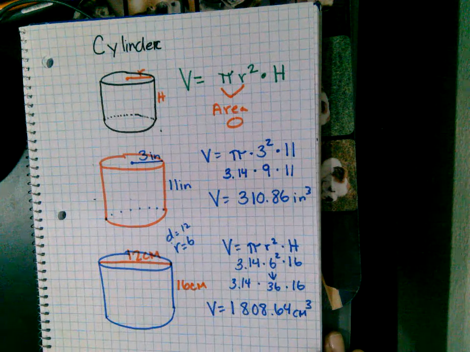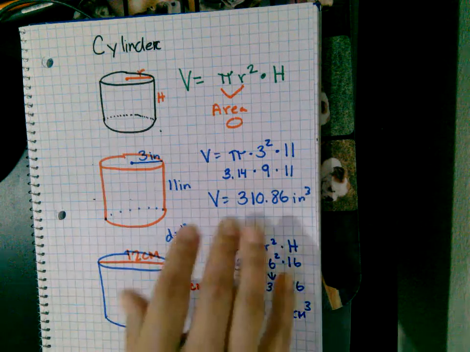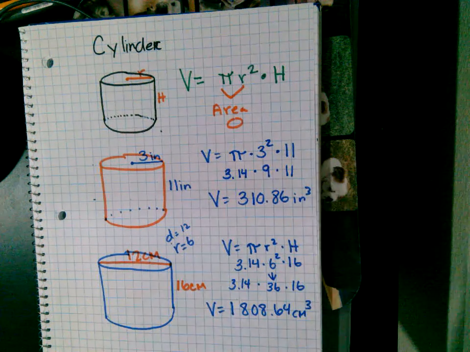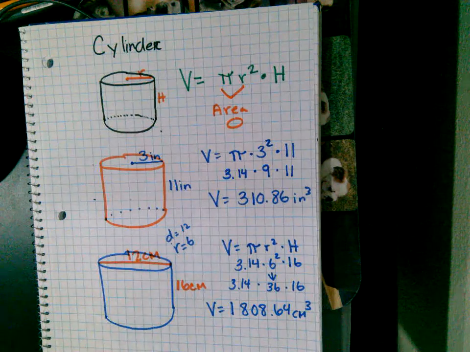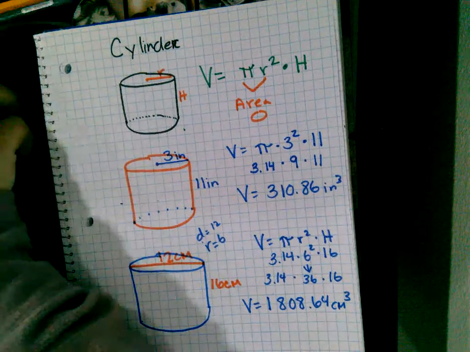Cylinder is completely different. But remember, when you're solving for volume, it's all about what is the shape, the 2D shape, find the area, then multiply by the height. And that's it. All right. Awesome.